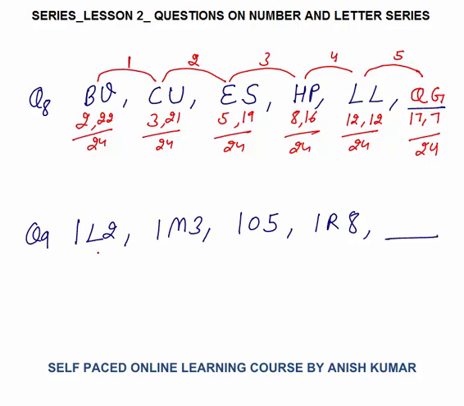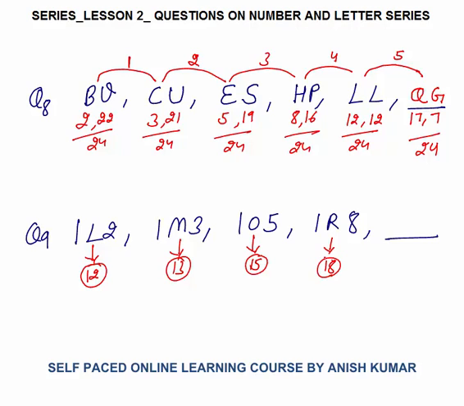Ninth question. This is 1 L 2, 1 M 3, 1 O 6, 1 R 8. This is not 0, this is O. Can I say that? What is this L? L means 12. This is M means 13. So the middle letter is the number around. O means 15. 1 and 5 is around. R means 18. 1 and 8.